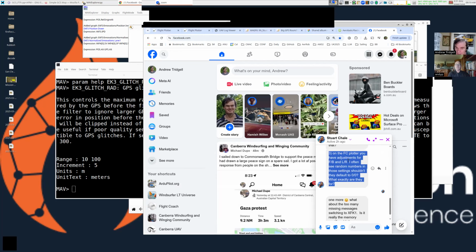You've got these front, back, and left, right adjustments in the plotter. Shouldn't they default to 0?